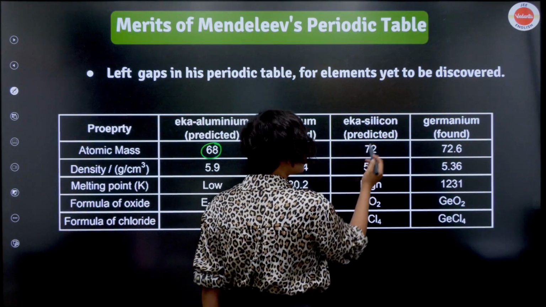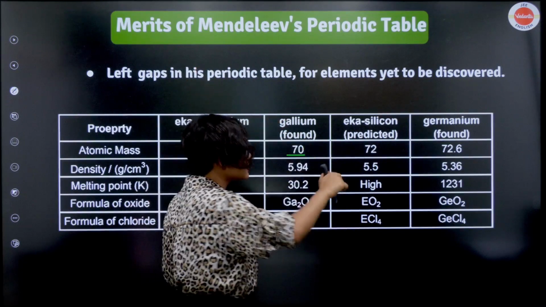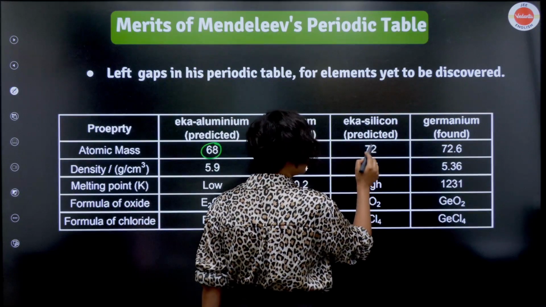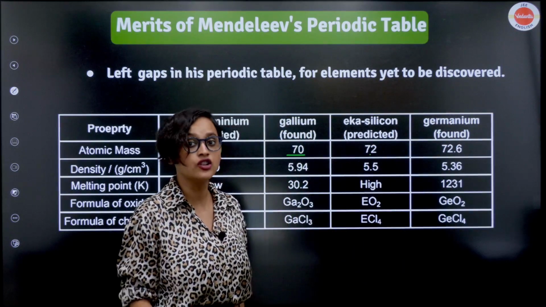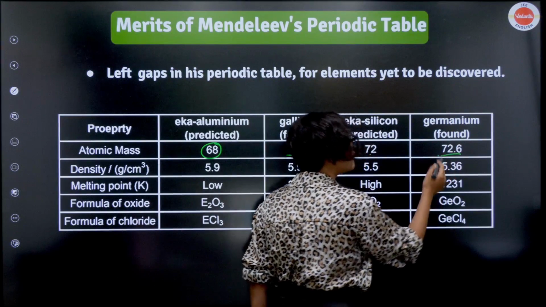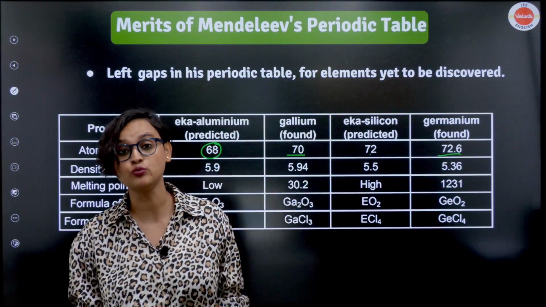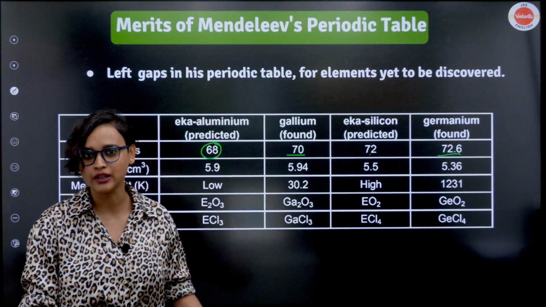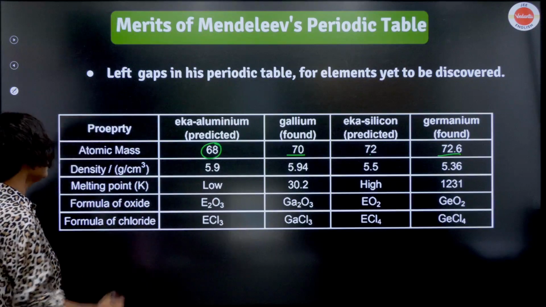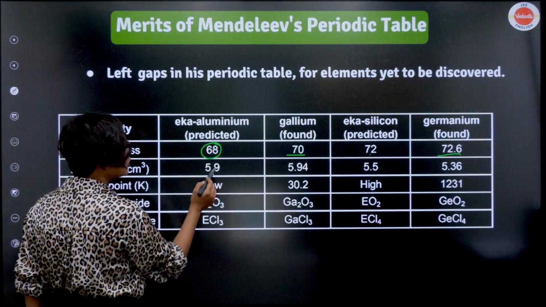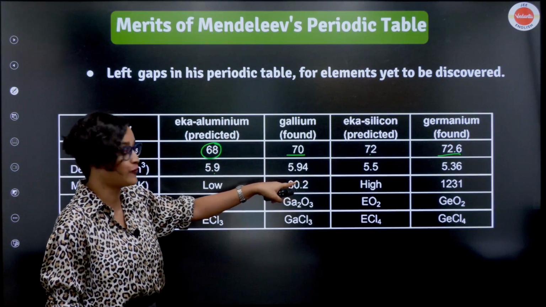Then he said that Eka silicon will come. There will be an element which will be called Eka silicon, and he said that the atomic mass will be 72. And when we discovered germanium, we got to know that wow, the atomic mass is just 0.6 difference, 72.6. Lo and behold, what an amazing guy, right? He also spoke about the density. He said Eka aluminium will have 5.9, and yes, gallium had a density of 5.94.